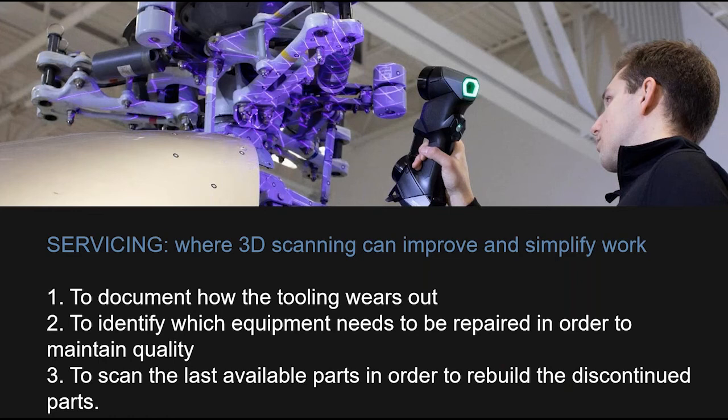So where does 3D scanning help during servicing? 3D scanning allows engineers to document precisely how the tooling wears and helps to make decisions to maintain the quality of the production setup. In case of a production issue, the scan data will help to determine where to make corrections. And finally, if a system is made of a whole part that can no longer be found on the market, 3D scanning is actually very useful to scan the last available part or broken part in order to get the dimensions, redo the CAD model, and manufacture the part again.